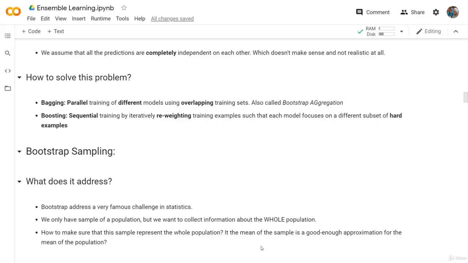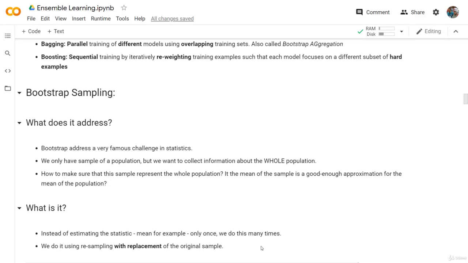So let's say we went to the street and we collected data about heights, for example. We collected this data and then we calculated the average height of a person in a specific place. Does this average really represent the actual mean of the whole population for this street or for this country or for the whole world even? Most probably, no, right? So bootstrapping is trying to solve this problem.